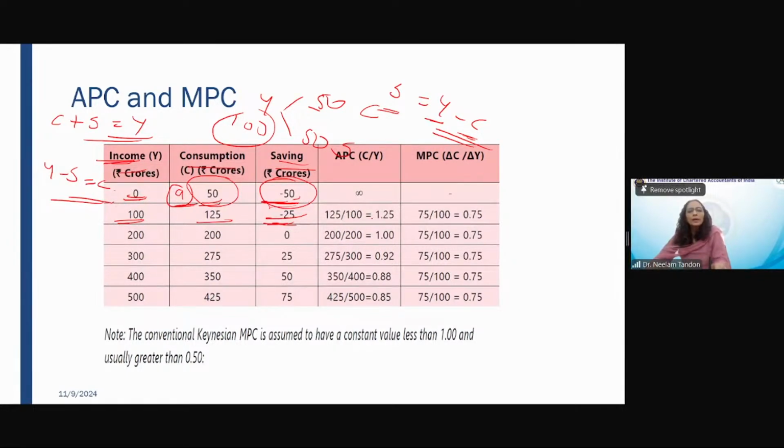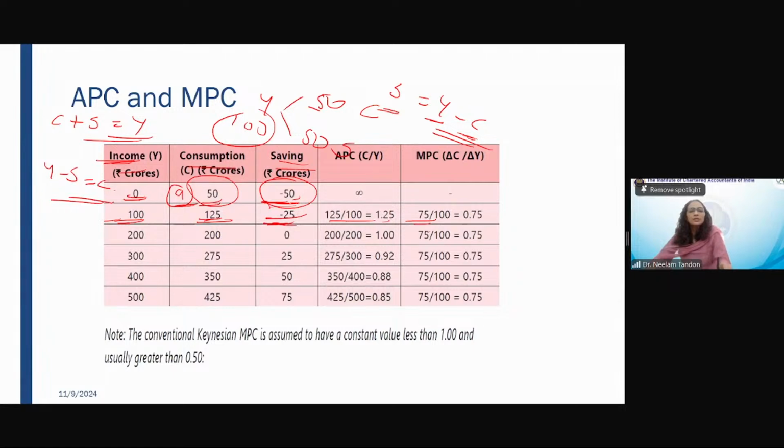Okay. What will be average propensity to consume? Average propensity to consume will be 125 by 100. Consumption is 125 and income is 100. So propensity means desire to consume. Okay. Average propensity to consume is desire to consume based on the income. Okay. What is marginal propensity to consume? Marginal propensity to consume is the rate of change in consumption to change in income.